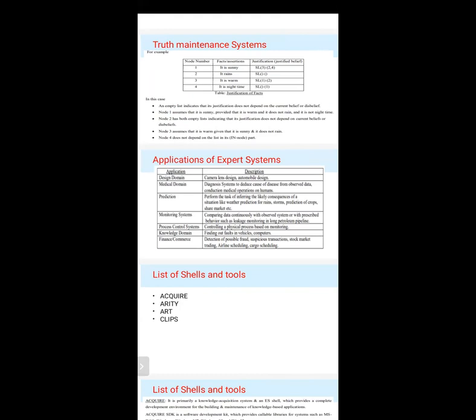For example, it is used in controlling a physical process based on monitoring. Next one, knowledge domain. Knowledge domain means it is used to find out faults in vehicles, computers, etc. Next one is finance or commerce. That is detection of possible fraud, suspicious transactions, stock market trading, airline scheduling, cargo scheduling, all these. These are some of the examples for finance or commerce.